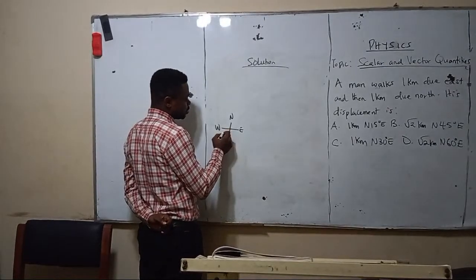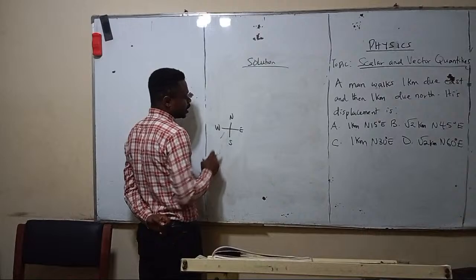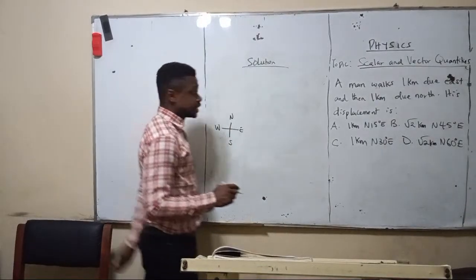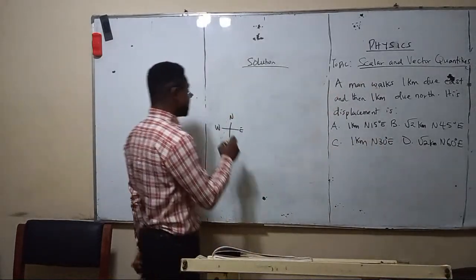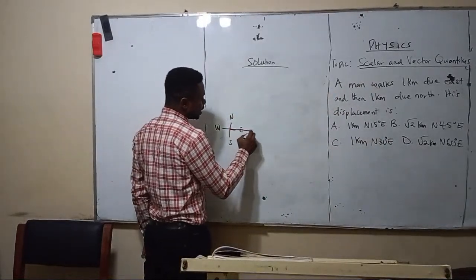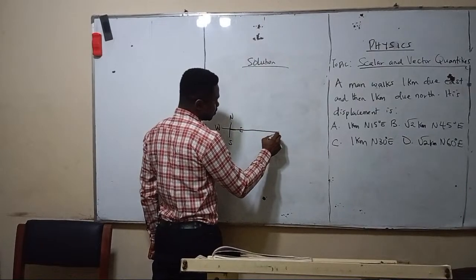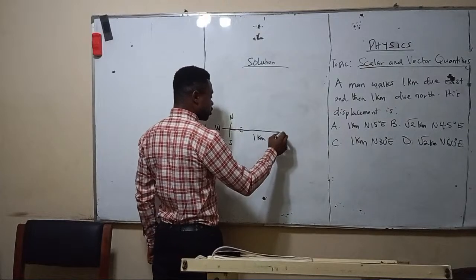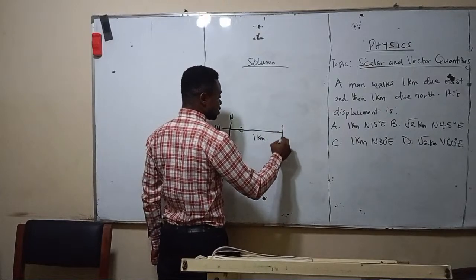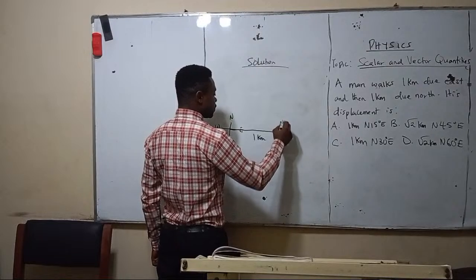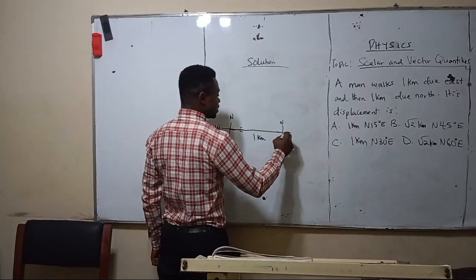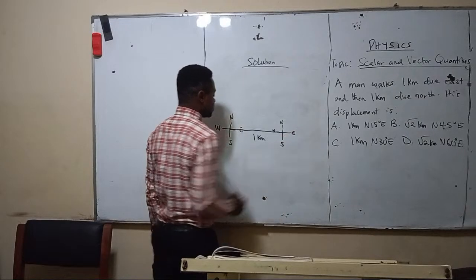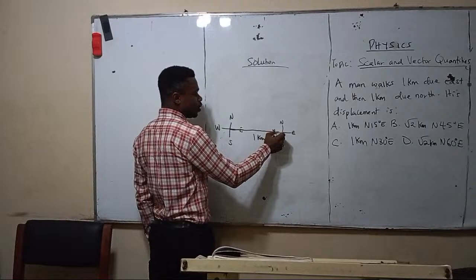They say the man moved due east, 1 kilometer, something like this, and stopped here. We'll put another point here. Here is still north, here is west, here is east, and here is south. So it moved from here to here, 1 kilometer.